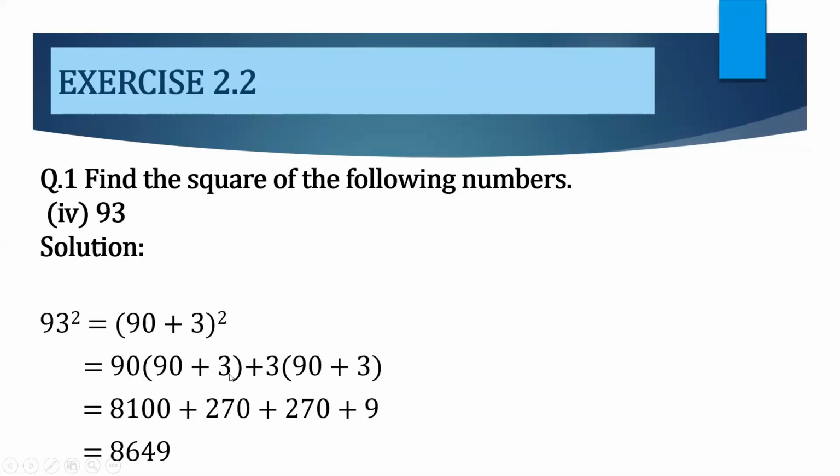Multiplying 90 with 90 we get 8100. Multiplying 90 with 3 we will get 270. Again over here multiplying 3 with 90 we will get 270, and multiplying 3 with 3 will get 9. And summing all this up we get 8649, which is the square of number 93.